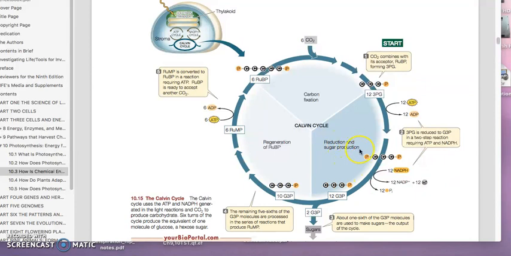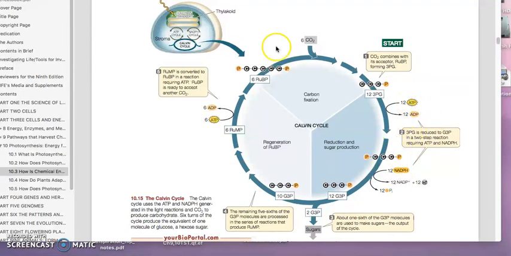Oh, reduction. Getting a hydrogen atom. Remember, being reduced, you're getting a hydrogen atom, therefore you're getting the electron. So this part of the Calvin cycle is called reduction and sugar production. 3PG is reduced to G3P in a two-step reaction that requires ATP and NADPH. Oh, this is where the ATP and NADPH come in.